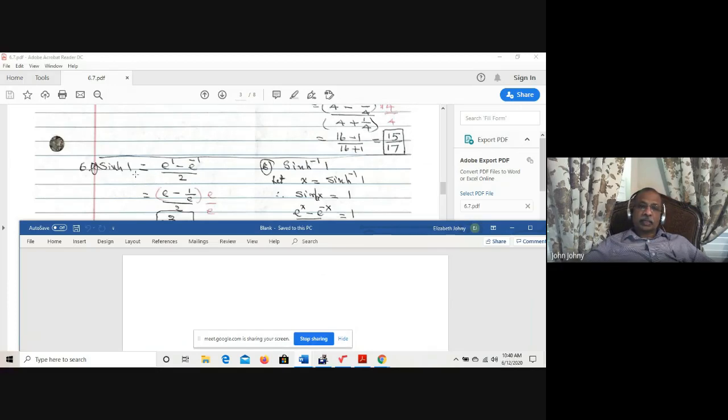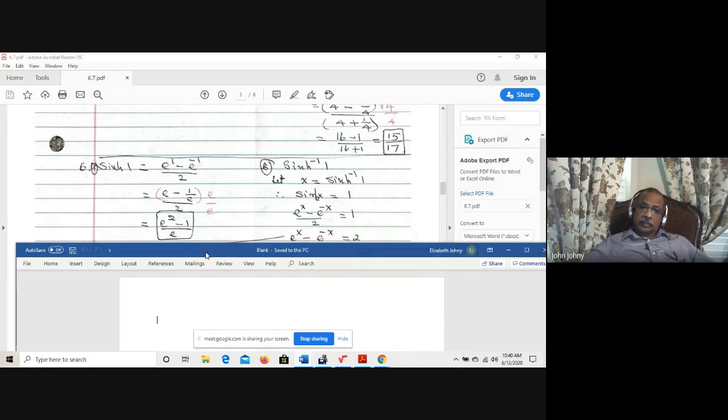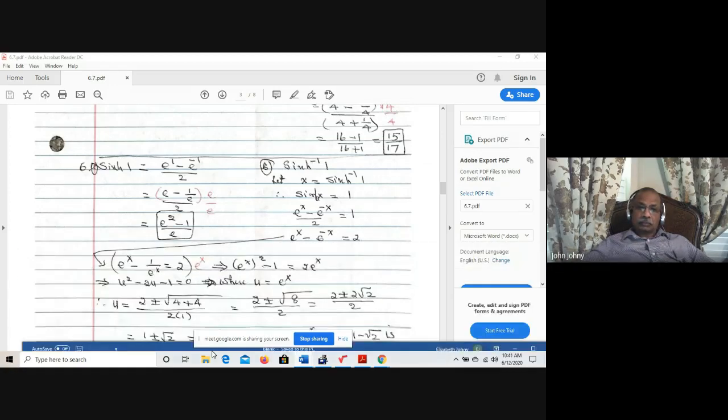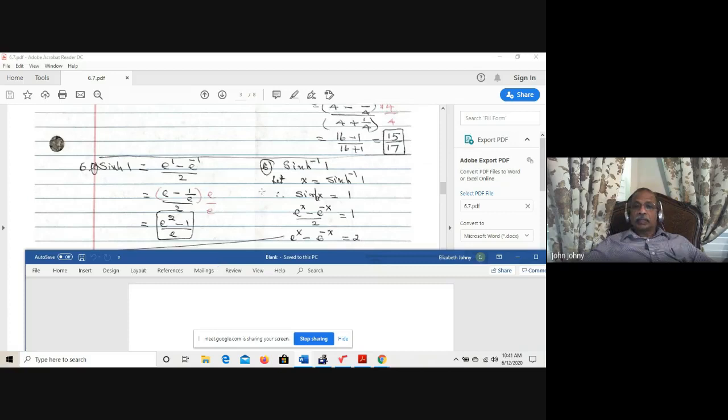sinh 1 is equal to e to the 1 minus e to the negative 1 over 2. Now you multiply numerator and denominator by e, you get e squared minus 1 divided by e, and that is the value of sinh 1. Yeah, b part, sinh inverse 1. So let x is equal to sinh inverse 1.